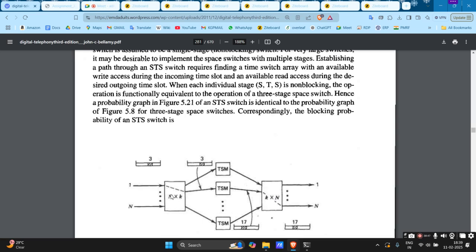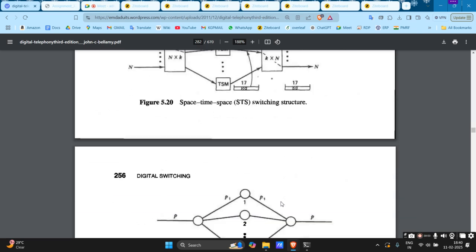So there are 3 stages in an STS switch. One, we have an n cross k space switch. Then we have k numbers of time switches, and then we have a k cross n space switch.